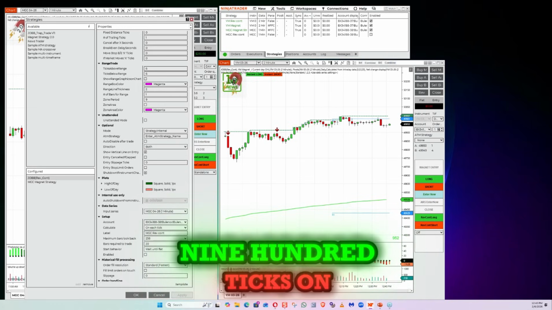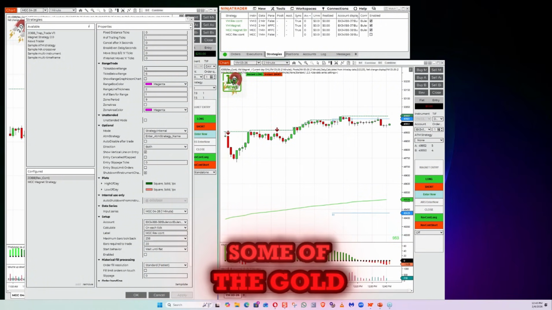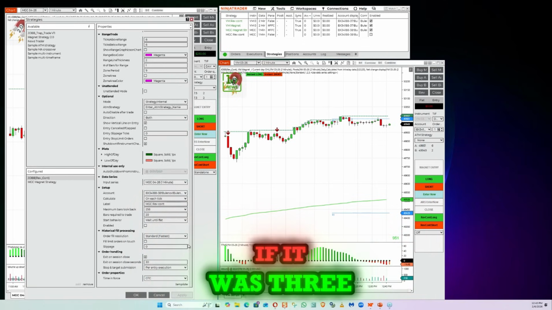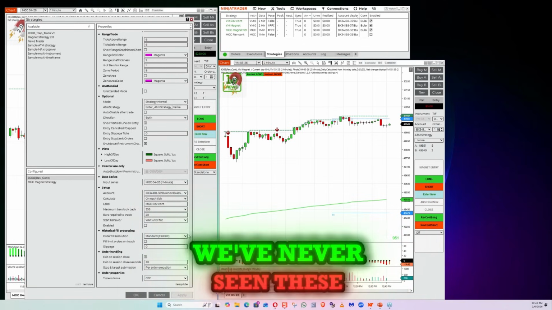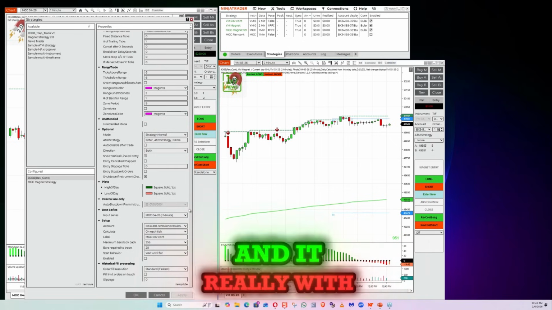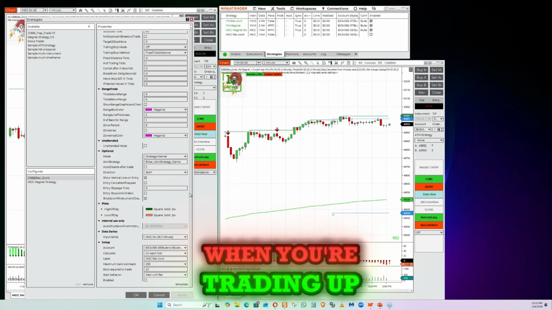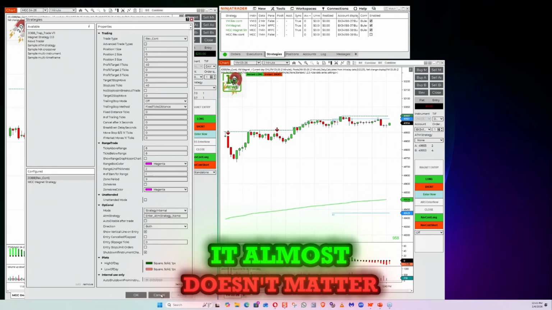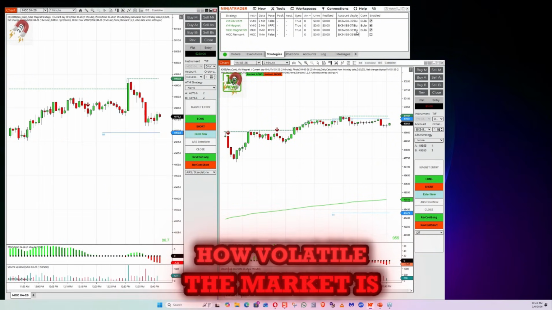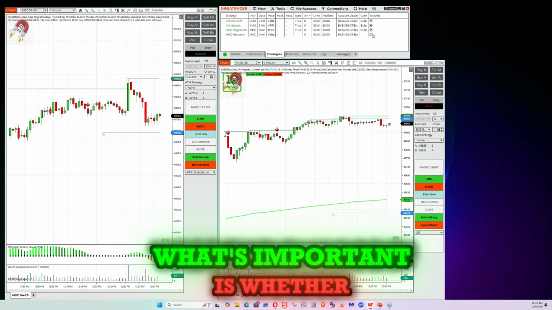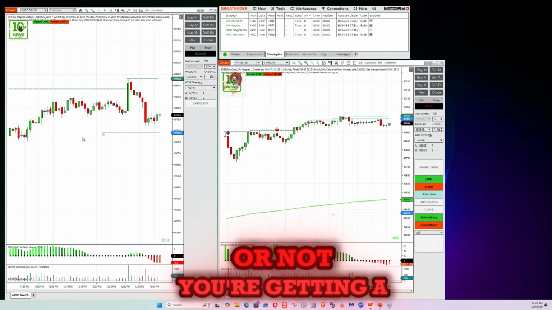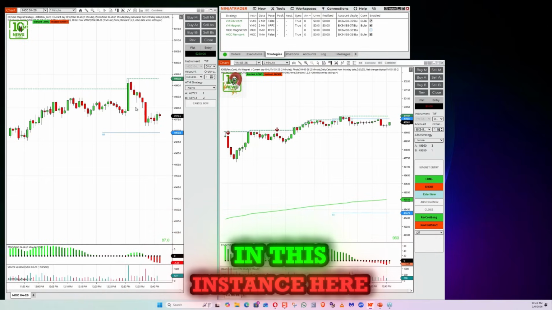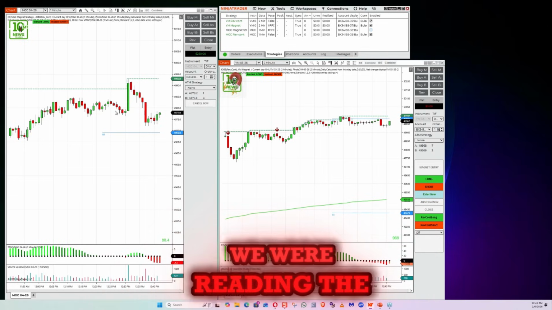We had 2,900 ticks on some of the gold moves that we saw this morning. That's impossible to understand if it was 3 weeks ago or 4 weeks ago. We've never seen these kind of moves before. And really, with a magnet, when you're trading up to a high of day or a low of day, it almost doesn't matter how volatile the market is. A lot of times what's important is whether or not you're getting a good signal or whether or not you're reading the trend properly. In this instance here, we were reading the trend properly.